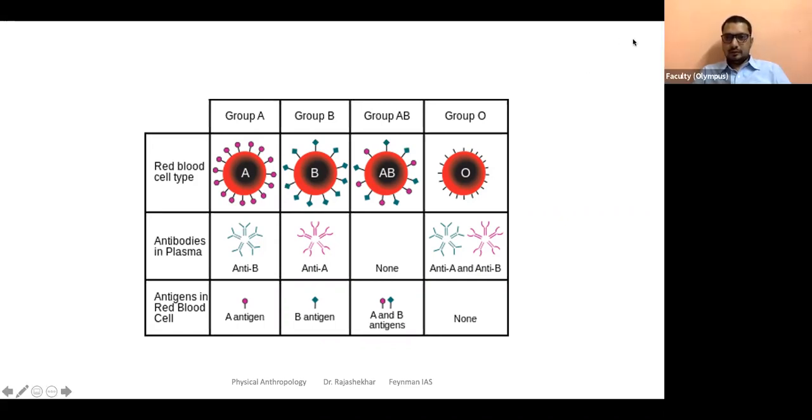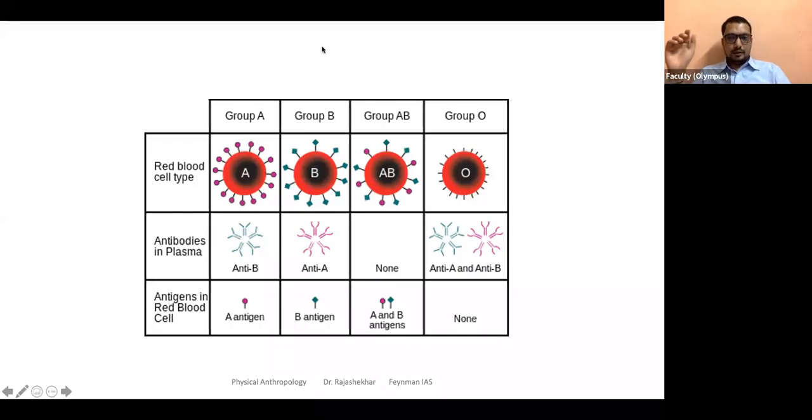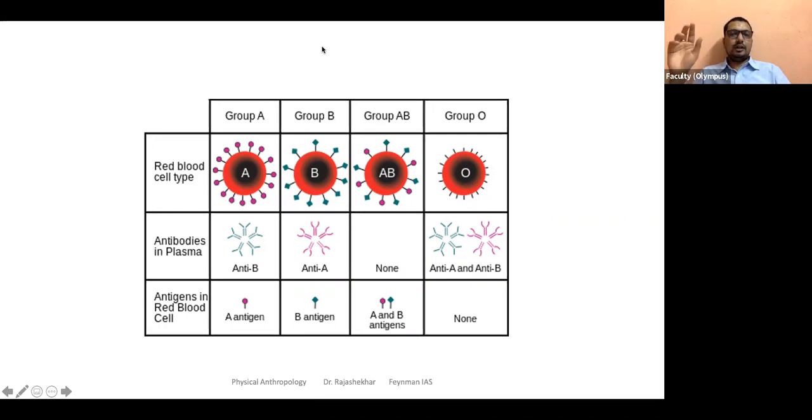Yash, you are here. Can I ask you this question? If a person has A and B antigens but no RH factor, what is the blood group? AB negative. Very good. Okay, Preeti, we have no antigens at all. No A, no B, no RH factor. O negative. Very good. I think you got the idea clearly, right? So now tell me, who is the universal donor? Preeti, you tell me.